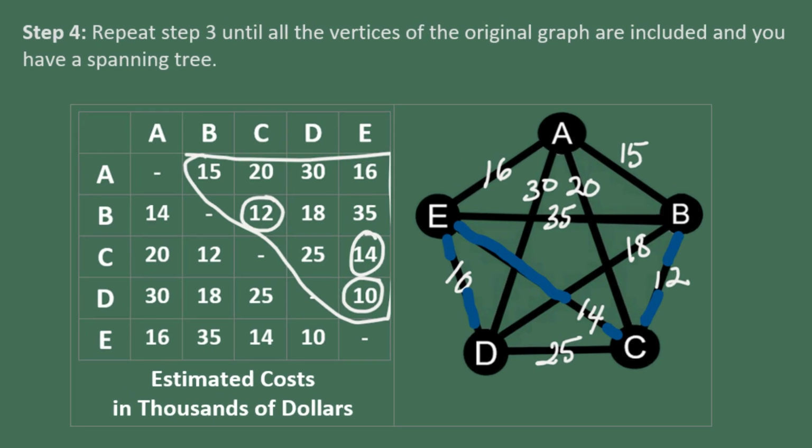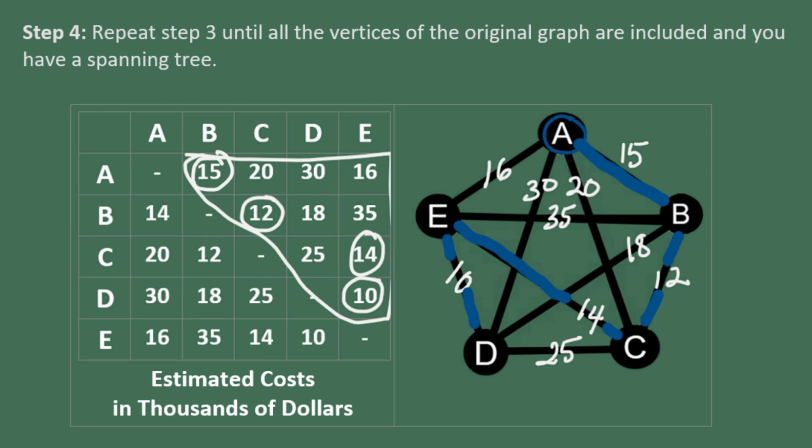Step 4 of Kruskal's algorithm is to repeat step 3 until all the vertices of the original graph are included and you have a spanning tree. So we're going to continue looking for the next lowest value. In this case, out of the remaining values, 15 is the next lowest value. And luckily, if we select 15, which is on the edge from A to B, it does not create a cycle. At this point, we've hit every vertex in our graph.